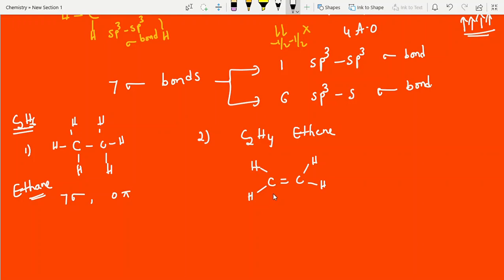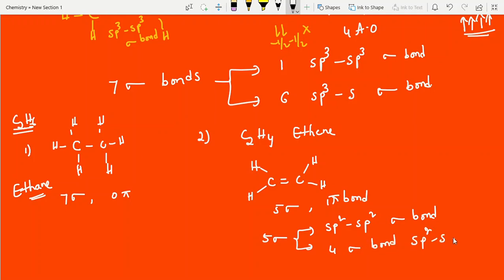Okay, students, can you tell how many sigma bonds here? 1, 2, 3, 4, 5. 5 sigma bonds, 1 pi bond. But there, 0 pi bonds, right? Out of 5 sigma bonds, in the same way, if you go for explanation, this is an sp2 sigma bond, sp2 sigma bond 1, and the remaining 4 sigma bonds are sp2s sigma bonds.